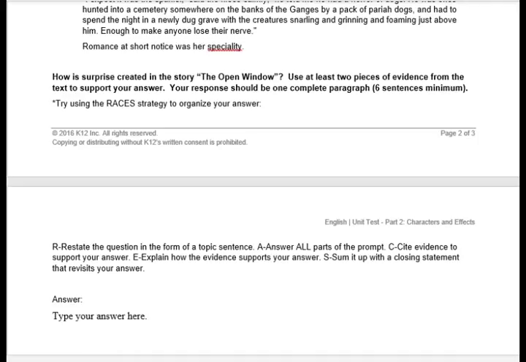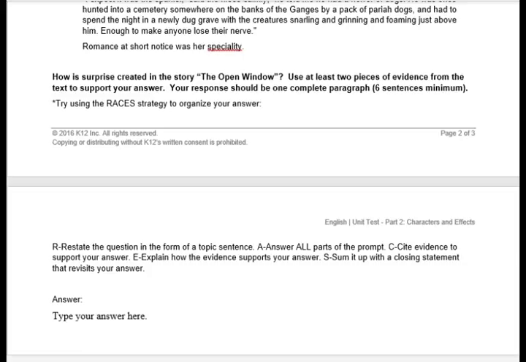R, restate the question in the form of a topic sentence. A, answer all parts of the prompt. C, cite evidence to support your answer. E, explain how the evidence supports your answer. S, sum it up with a closing statement that revisits your answer.